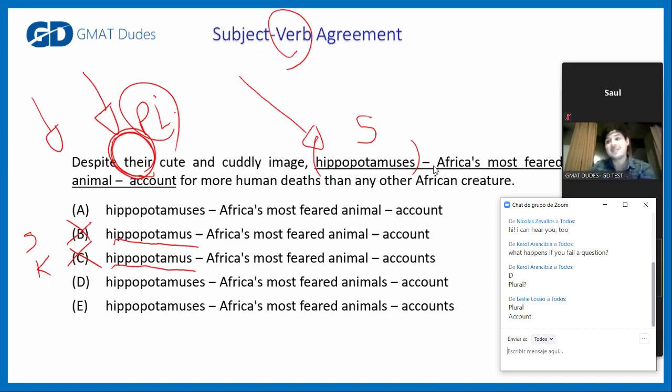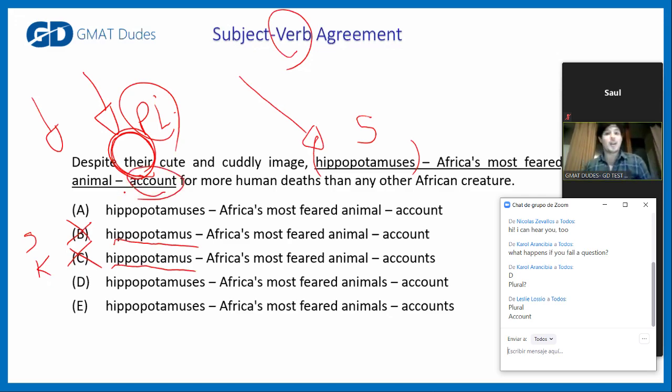Cool. I think account is the verb. Okay, you know what? That's interesting. Nicolas, can you speak as well? Okay, perfect. The party's bigger now. That's nice. So, Leslie, sure, I'll give you the floor. Hippopotamuses is the subject. What did you say the verb was? Account. Nice.